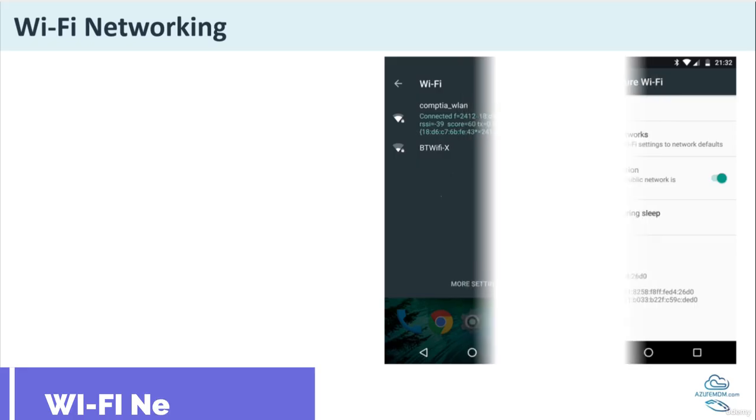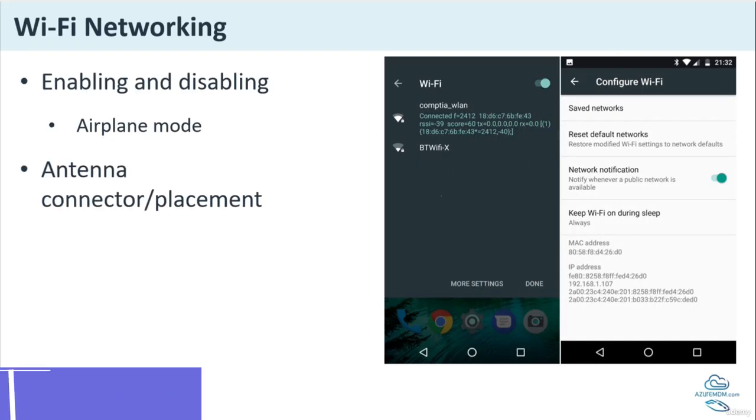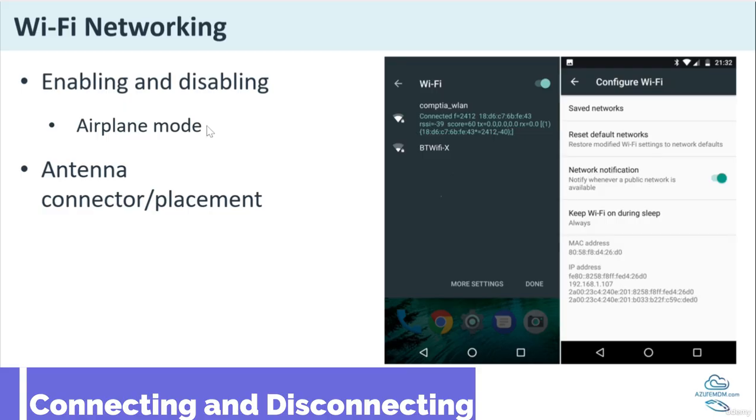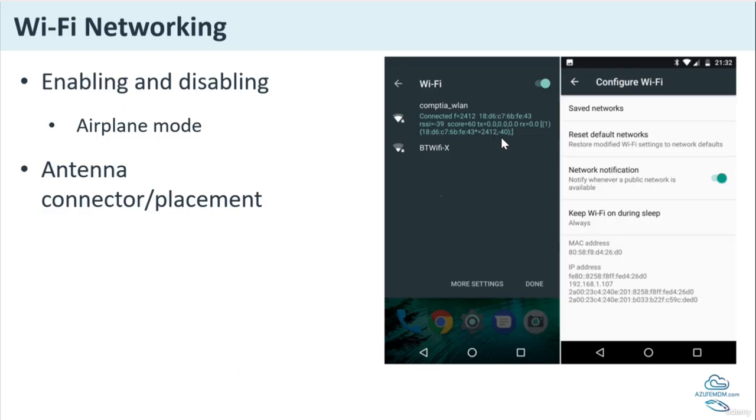Now, Wi-Fi networking. As we have already learned about Wi-Fi, we all know nowadays we have Wi-Fi connections in offices, in homes, and also in restaurants, airports, and all public areas. Enabling and disabling the Wi-Fi and the airplane mode. If you are enabling the Wi-Fi, you will find the Wi-Fi name, the SSID. You have to select that SSID and enter the password. If you enter the correct password, you will get connected to the Wi-Fi.